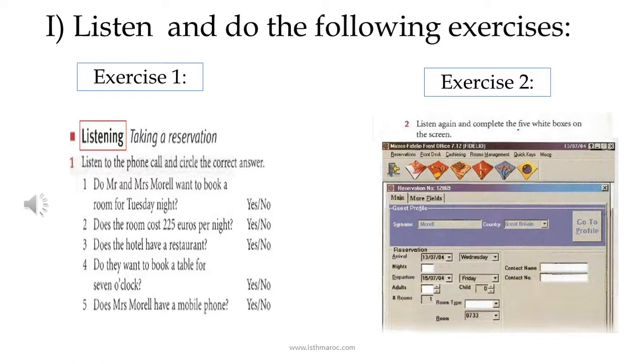Okay, so exercise 1 says, listen to the phone call and circle the correct answer. 1. Do Mr. and Mrs. Morel want to book a room for Tuesday night? You can just either underline or circle, no problem. Yes or no. 2. Does the room cost 225 euros per night? Yes or no again.